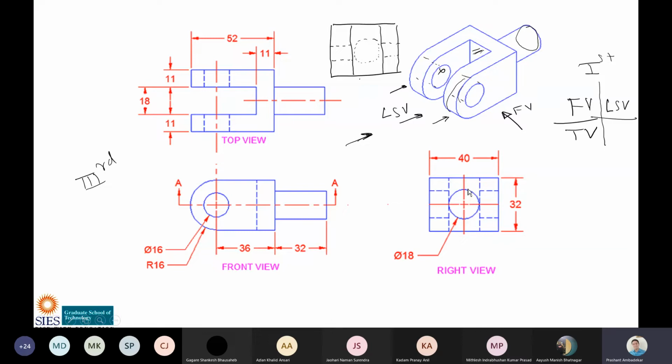Why? Because this view is the right side view. It is drawn from here. So when it is drawn from here, this circle is clearly seen, and the lines passing through, this line and this line, will be dotted lines. So some changes like this may happen when you are viewing the object from this side or from that side. Any other doubt? No, sir. No sir, it's clear.